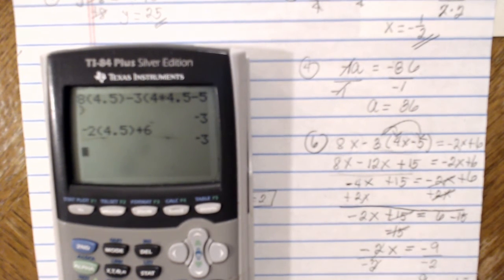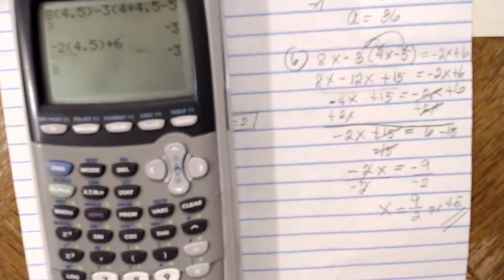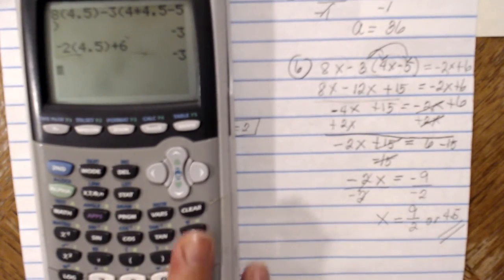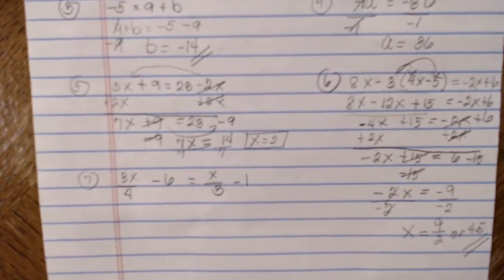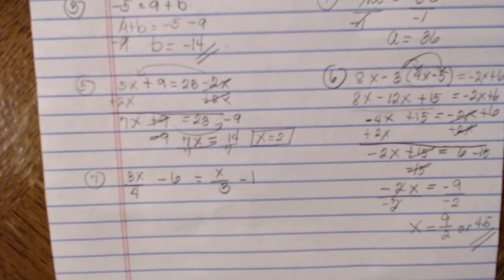Therefore, this value of x is guaranteed 9 over 2. Okay, and then the last one, I have here 3x over 4 minus 6 equals x over 3 minus 1.